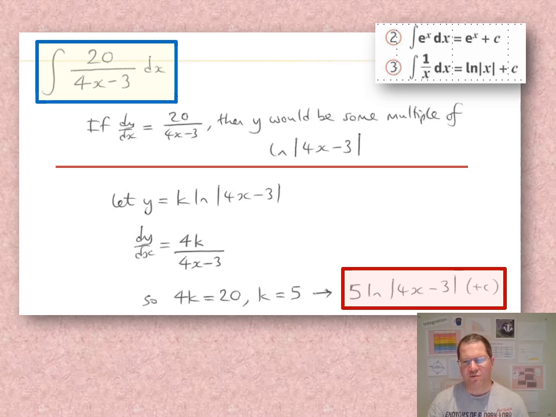I remind you, I wouldn't do this like this the first time I ever met the idea. I would learn how to integrate by substitution first, until this was intuitive to me.